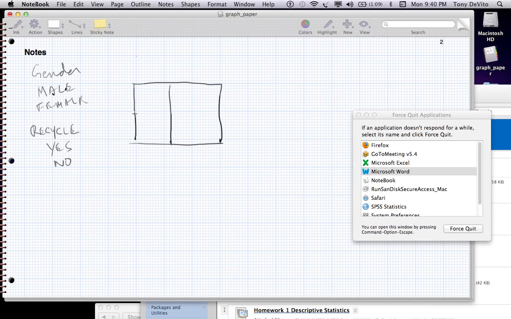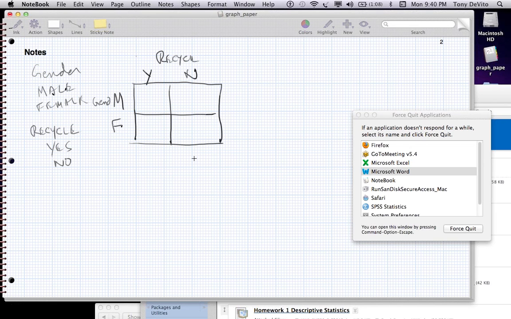In this table, I'm going to examine gender as my exposure, right? So this is going to be male and this is going to be female. And I'm going to examine an outcome or a result, and that result is going to be whether or not they recycle. And this is going to be yes, they recycle, and no, they don't recycle.